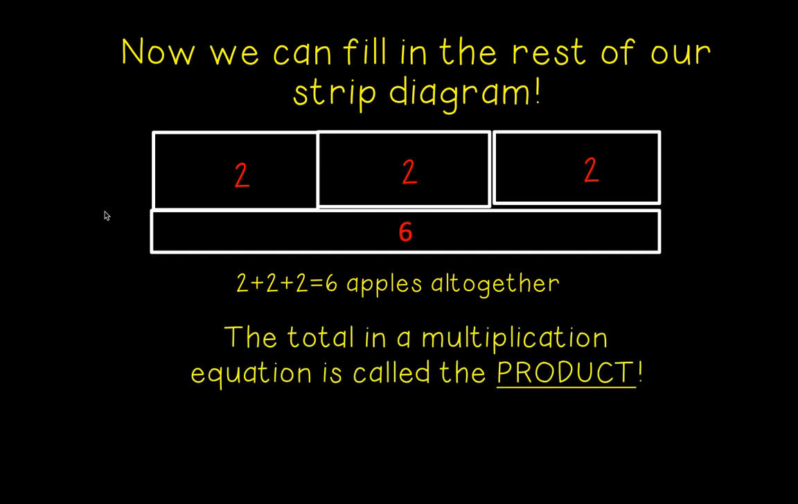And then the total in a multiplication equation is called the product. So in addition, it's called the sum, but when you're using multiplication, it's actually called the product.